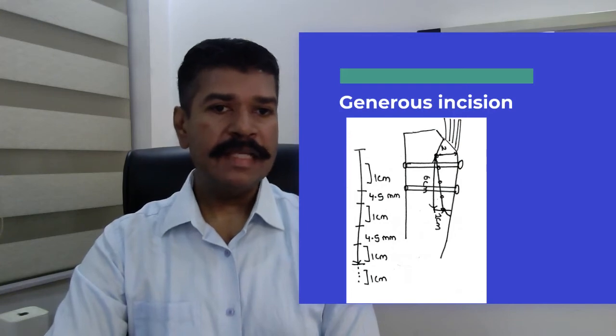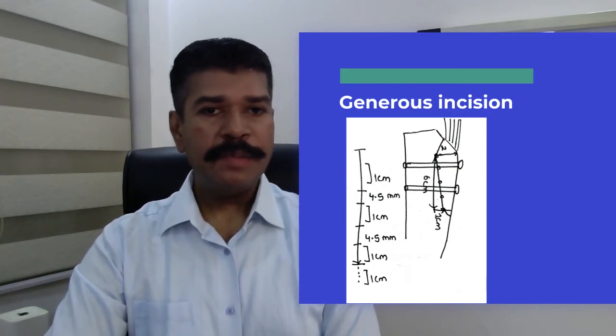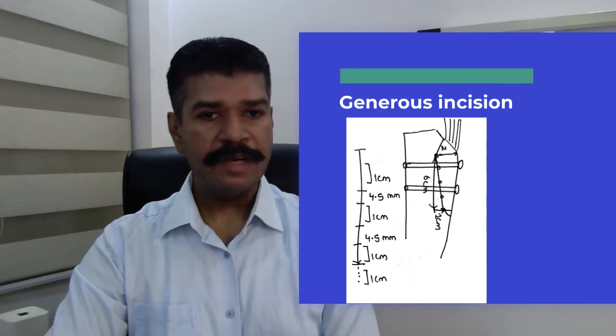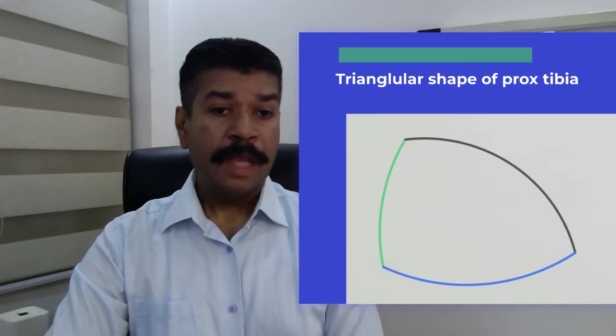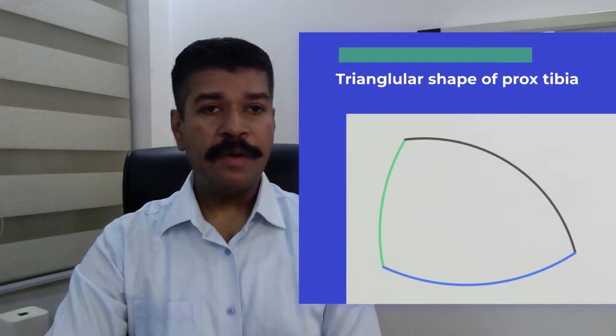And this is the rough planning that I do, leaving adequate space between each of these screws so as to not generate any unnecessary stress risers. It's a sloping osteotomy. It is also useful to remember that the proximal tibia is triangular in shape.